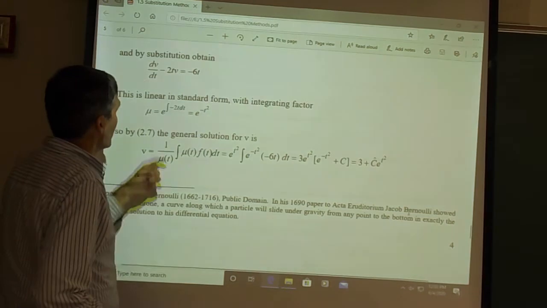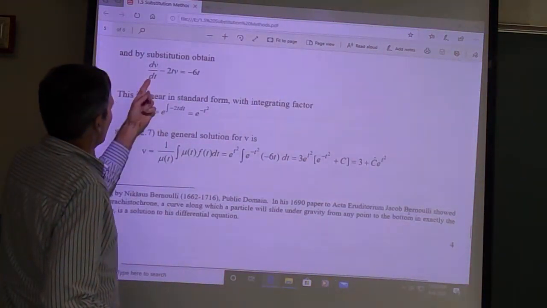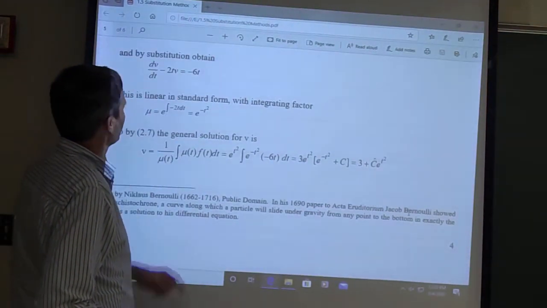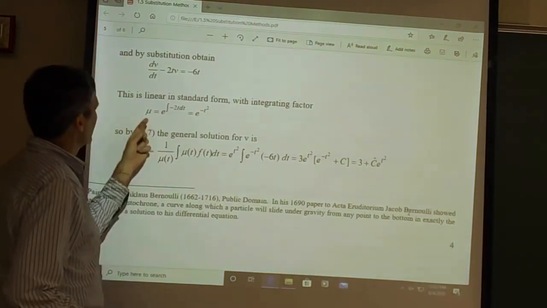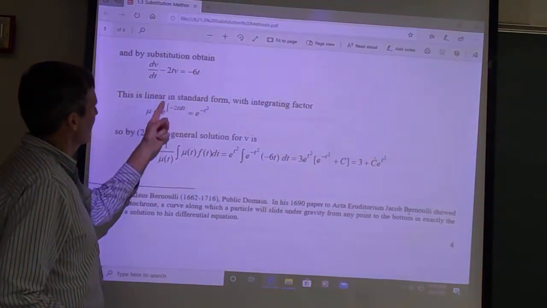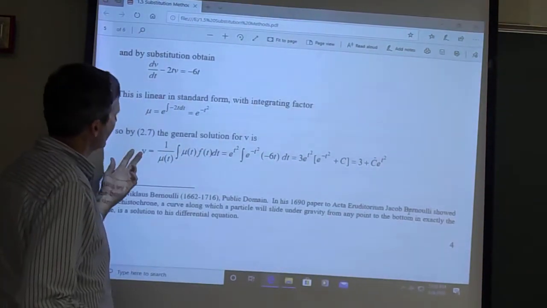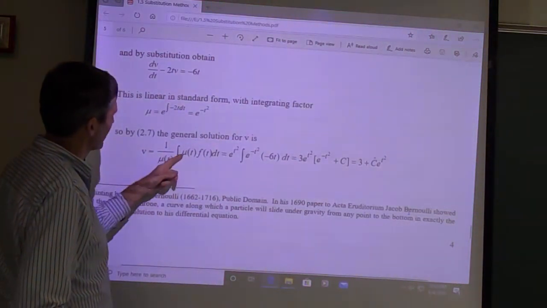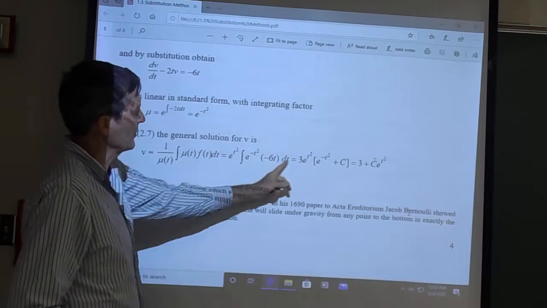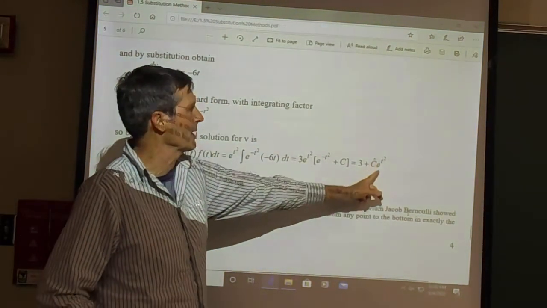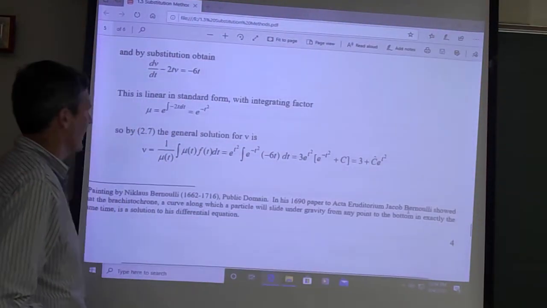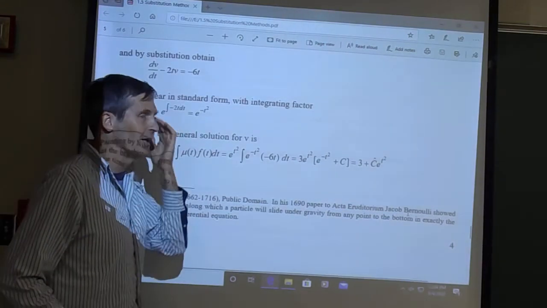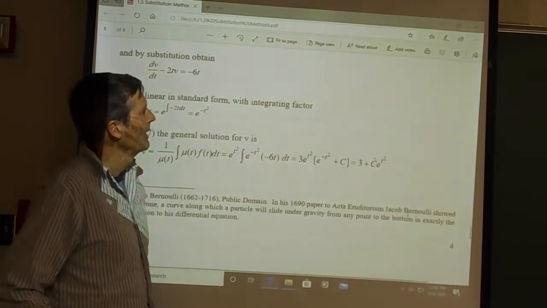In standard form, right? dv/dt plus p(t)v equals f(t). Standard form. So you take mu equal to e to the integral of minus 2t dt, which is e to the minus t squared. And you write the standard solution form, 1 over mu times the integral of mu f(t) dt. And you get this, 3 plus an arbitrary constant c times e to the t squared. There's a Bernoulli equation.